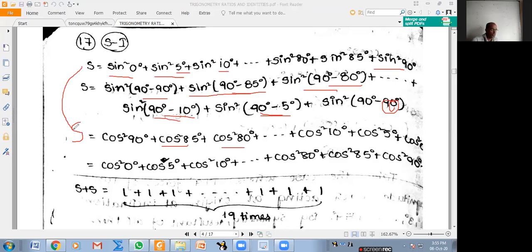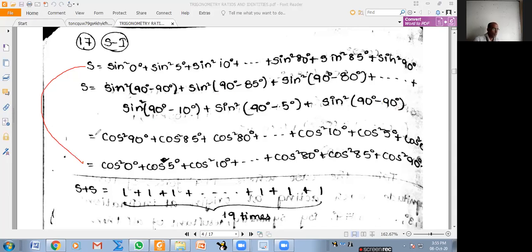Now I want to add these two. How? After reversing it. Okay, I want to add these two. From this step to this step, what I have done is I reversed the whole thing. Cos square 0 I wrote first, cos square 90. So whatever is there from left to right, here I wrote from right to left.